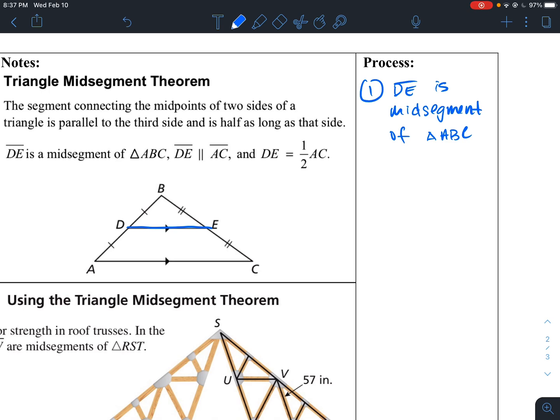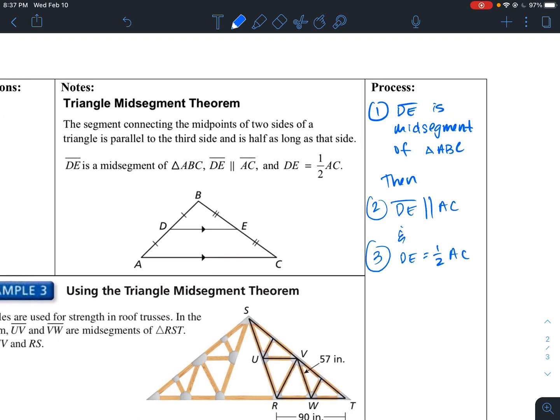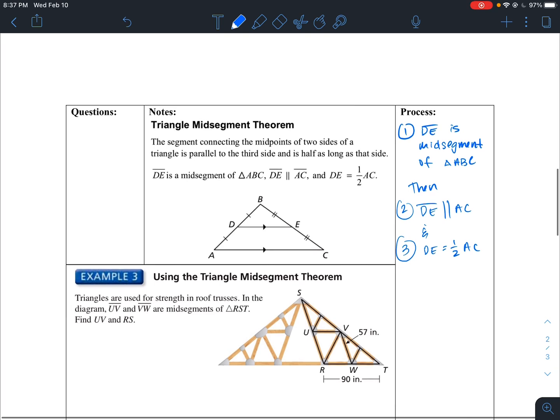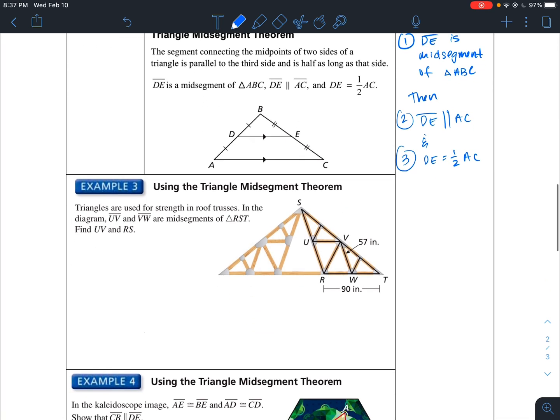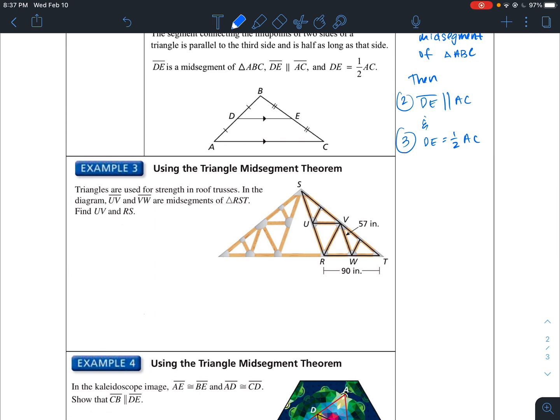So if it's the mid-segment, then there are actually two things that this means. This means that DE is parallel with this side over here, so AC, and this also means that DE is equal to half the size of AC. So that's the triangle mid-segment theorem. Okay, so let's try and use this mid-segment theorem.